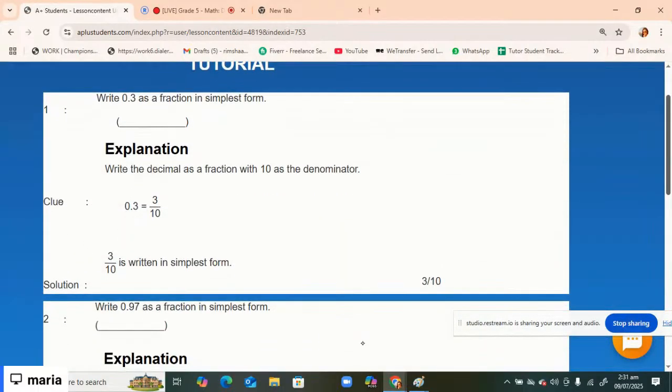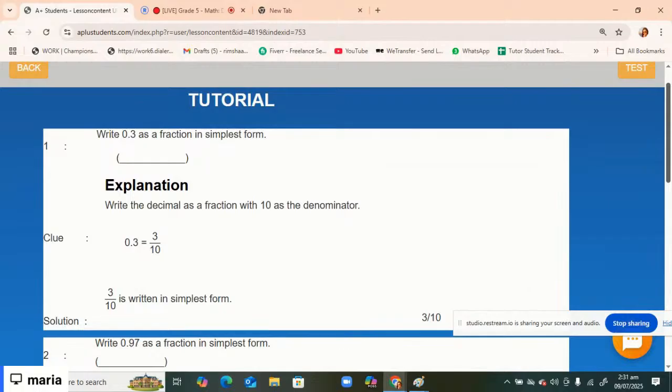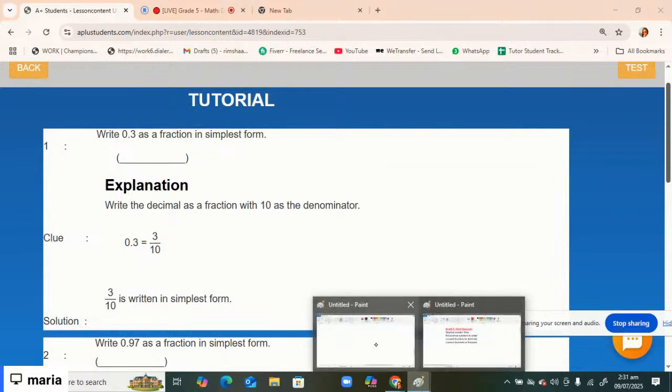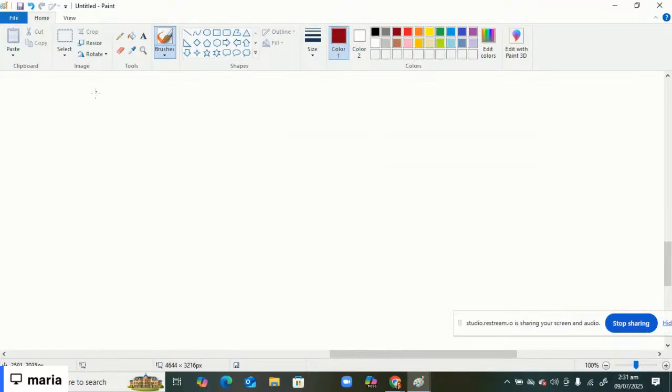So the decimal numbers are given. Write 0.3 as a fraction in the simplest form, and write the decimal as a fraction with 10 as a denominator. How can we solve these kinds of questions? Let's suppose I write some questions here. I'm going to do different questions, then we're going to solve them one by one, okay?